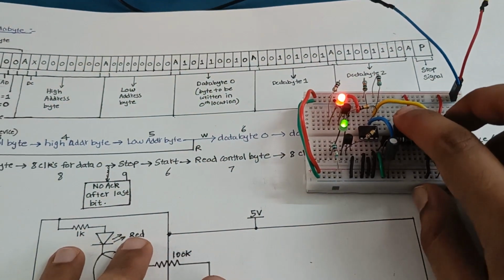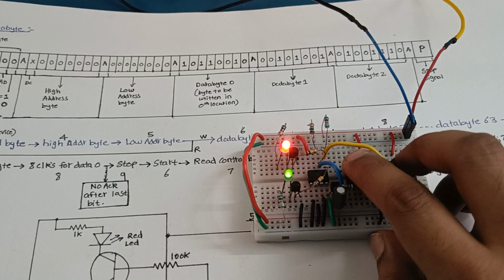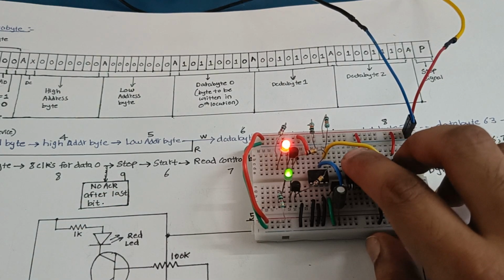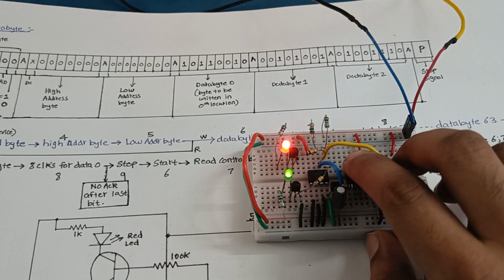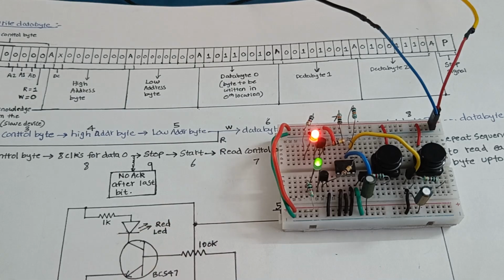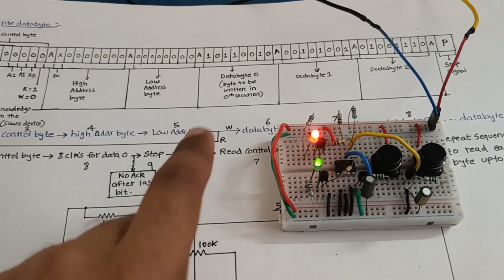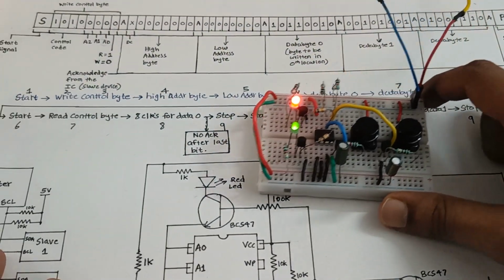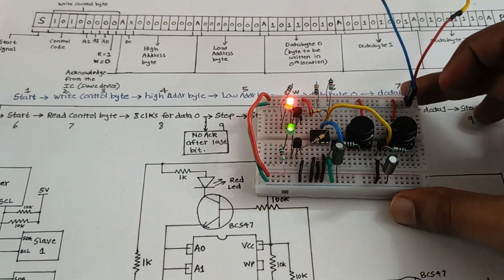So we don't get any acknowledgement here, so we have to generate a stop command once we receive all the 8 bits. So now we will generate the stop command, okay. And in this way we got our 3 bytes that was written to 3 address locations. Now let's send this sequence with the help of a microcontroller.